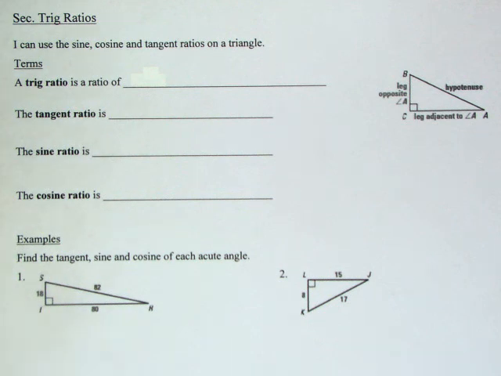All right, this section is going to be called trig ratios. It's kind of a combination of parts of 7.5 and 7.6. We're going to talk to you about the three different types of trig functions, tangent, sine, and cosine, and how to identify them, and then the next lesson we'll talk about how to solve them.